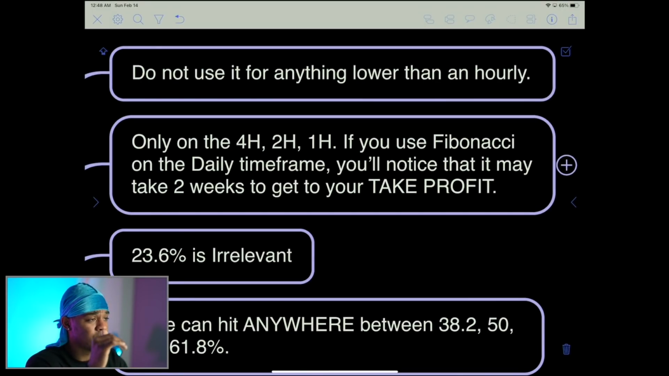So I don't use a Fibonacci retracement on anything lower than an hourly time frame. I only use it on the 4-hour, the 2-hour, and the 1-hour. You guys got to realize that if you do use Fibonacci on the daily time frame, you'll notice that it may take 2 weeks to get to your take profit. And that's real.